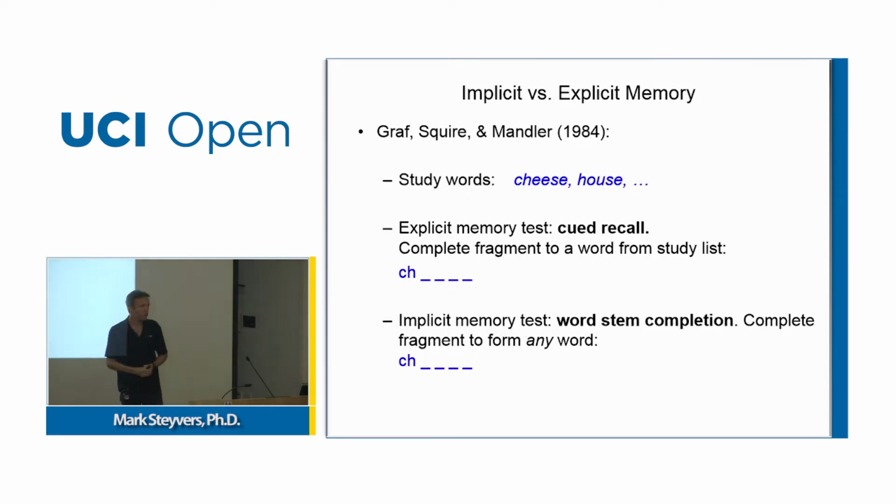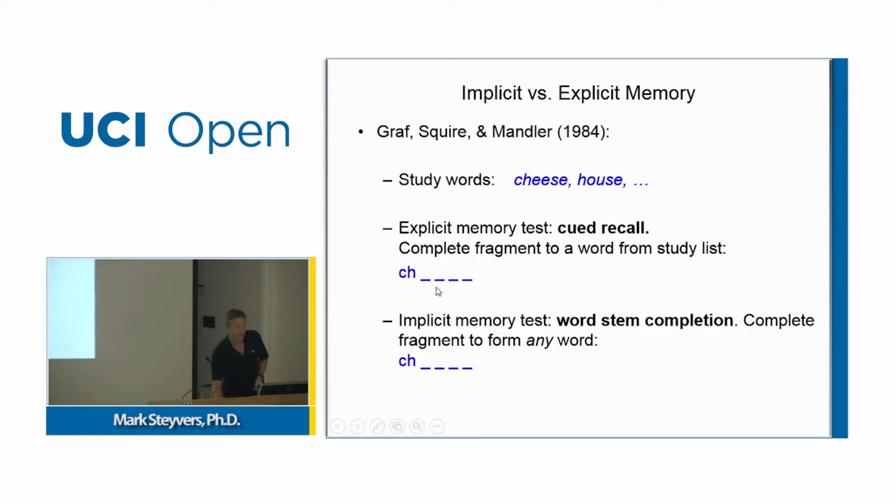And then in one condition, subjects were asked to complete a cue, like CH, with some words. So this is a cued recall task. And they're specifically instructed to complete it to a word from the study list. So only cheese is correct here. Any other valid English word would be incorrect.